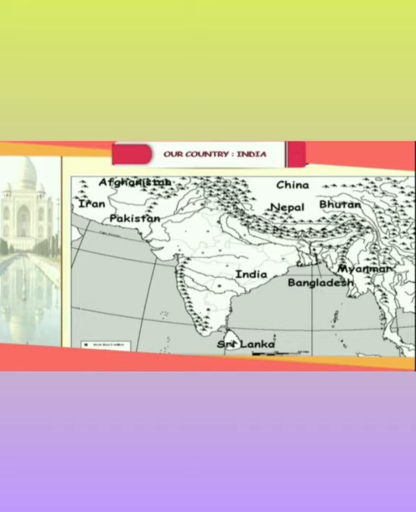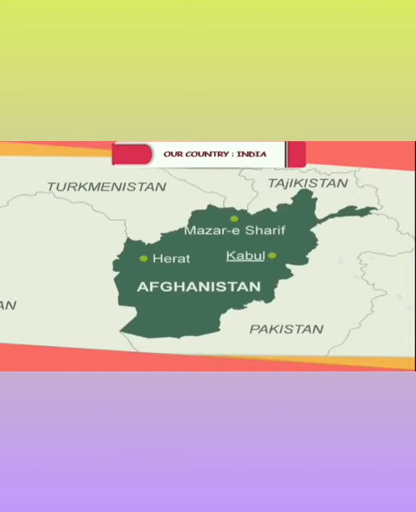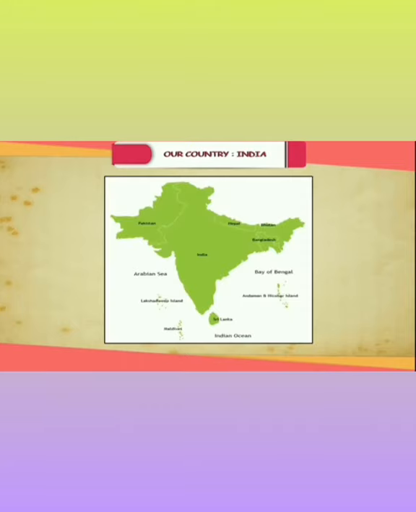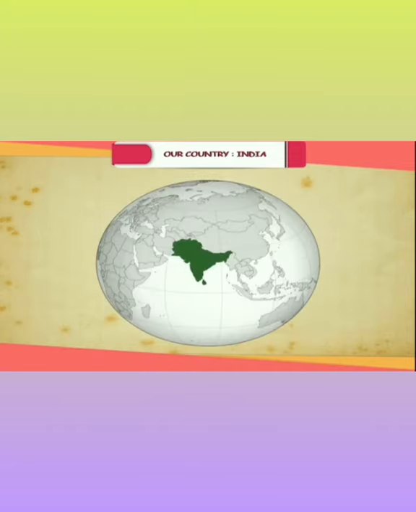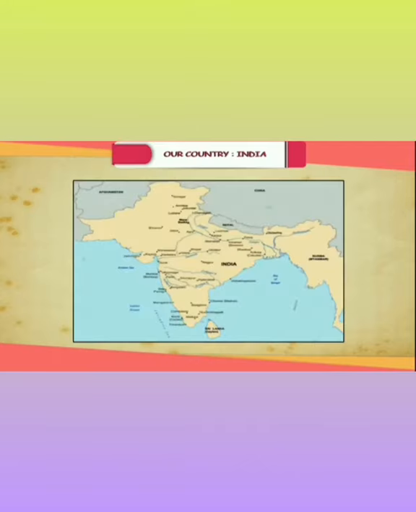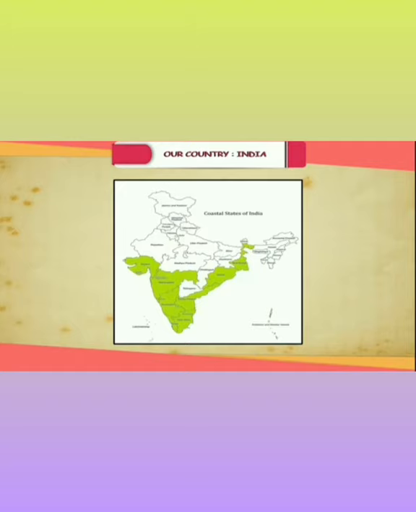Our neighbors. India has common land boundaries with Pakistan and Afghanistan in the northwest, then China, Nepal, Bhutan, and Myanmar in the northeast, and our neighbors across the sea are Sri Lanka and Maldives. India and Sri Lanka are separated by a narrow stretch of water called the Palk Strait. India is a very large country with a very large population. The coastline of India, these green parts, are the coastal states of India.